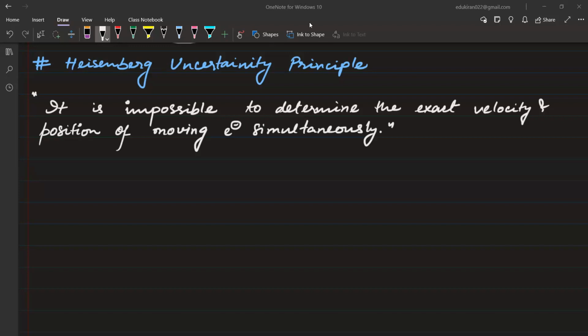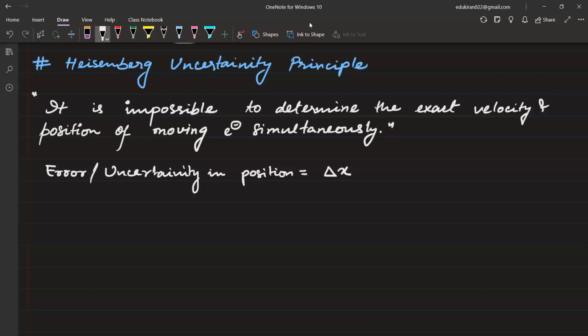So we have uncertainty in position or error in position. Error or uncertainty in position will be equal to delta x, है ना? Position के लिए x यूज करते हैं. Similarly, error or uncertainty in velocity will be given by delta v.